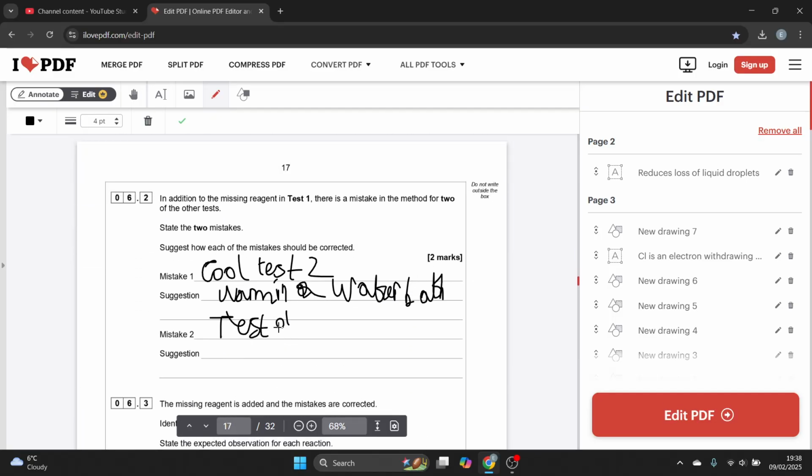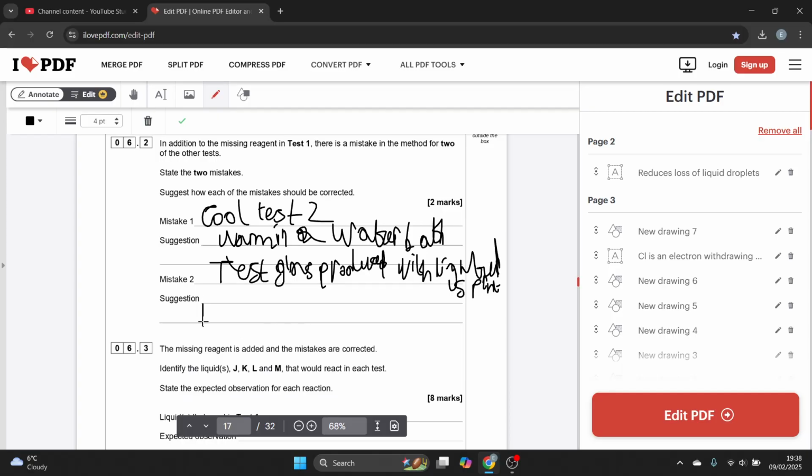Instead of a lighted splint, bubble the gas through limewater. Sodium hydrogen carbonate solution. Yeah, bubble the gas through limewater.